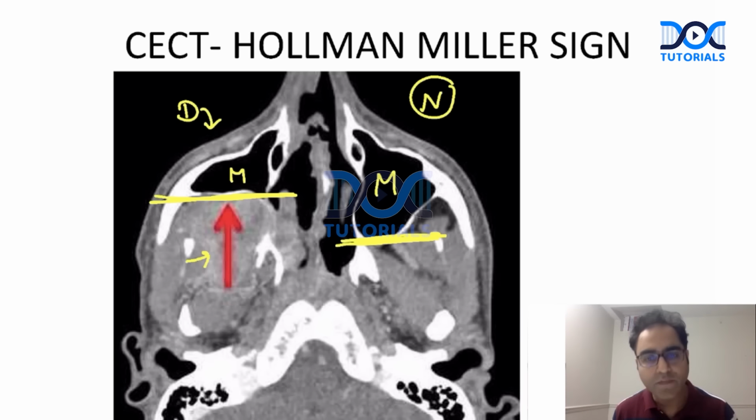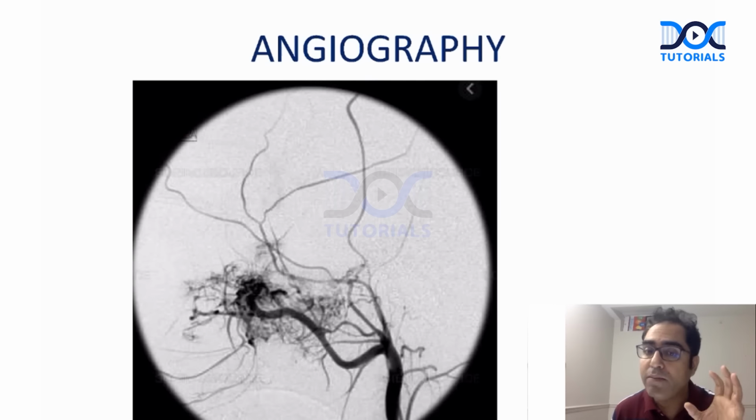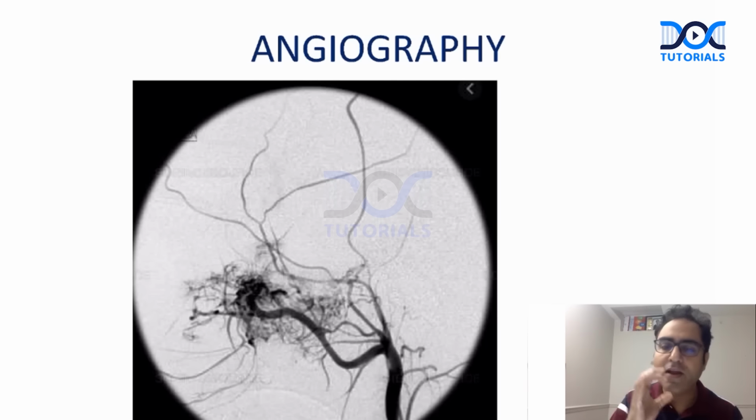Along with CECT, we always do angiography also preoperatively. Why do we do angiography? To find out the main source of blood supply for angiofibroma, and the most common source of blood supply for the angiofibroma is the maxillary artery. And what shall we do? Pre-operative embolization of this artery will reduce the blood loss during surgery. So in angiography, the most common blood supply for the tumor is the maxillary artery, and pre-operative embolization of the maxillary artery will reduce the blood loss during surgery.